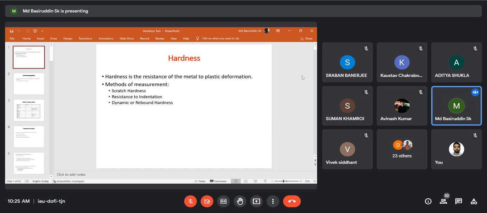Okay, because in compressions we try to compress all the samples, but here we try to compress on a particular spot. It means you can think of it as a localized compression test. Then we try to find out how materials are resisting that compressive load, means how materials are resisting plastic deformation. Based on that we try to evaluate the hardness property.